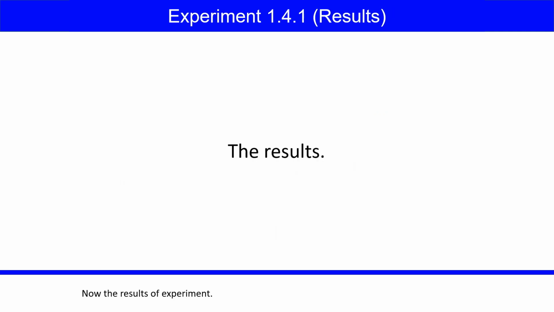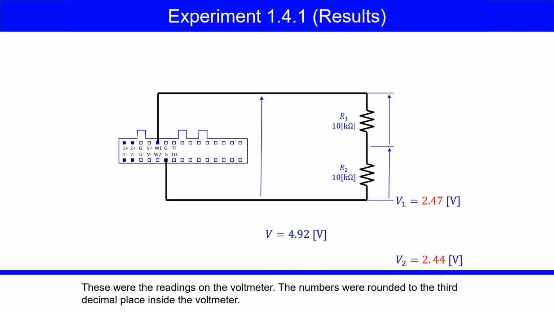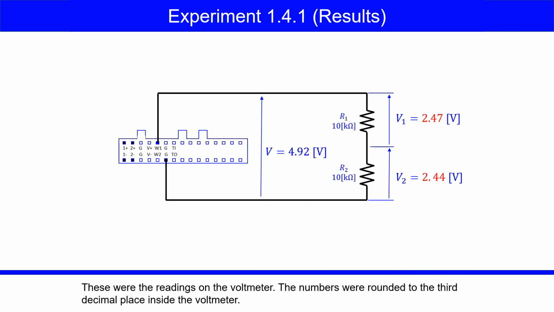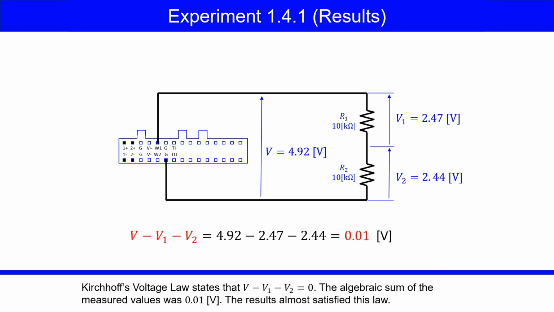Now the results of the experiment. These were the readings on the voltmeter. The numbers were rounded to the third decimal place inside the voltmeter. Kirchhoff's voltage law states that V minus V1 minus V2 equals 0. The algebraic sum of the measured values was 0.01 volts. The results almost satisfied this law.